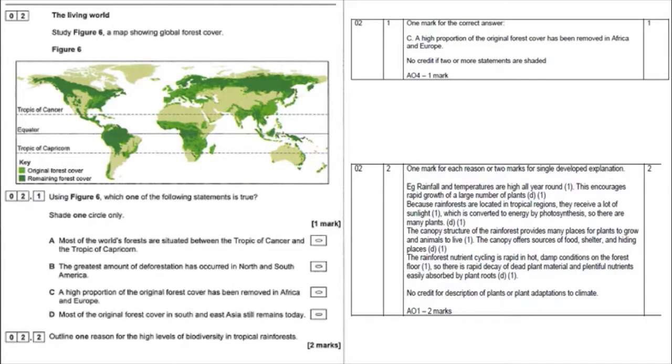Welcome to our review of this exam paper. This is the Living World exam paper from SAMS Free. It's one we set you recently.